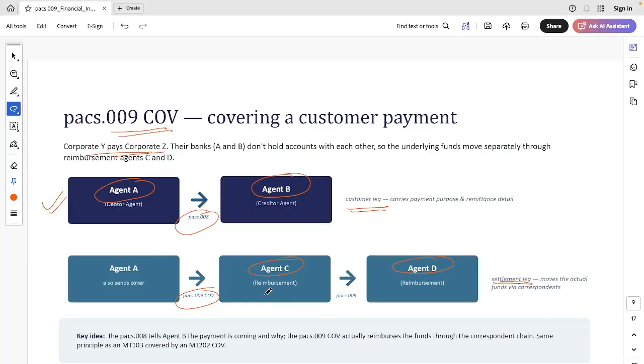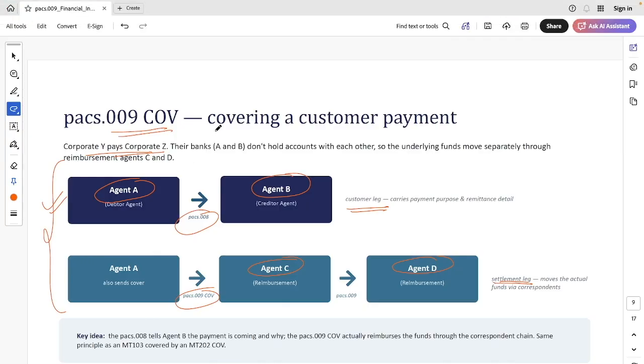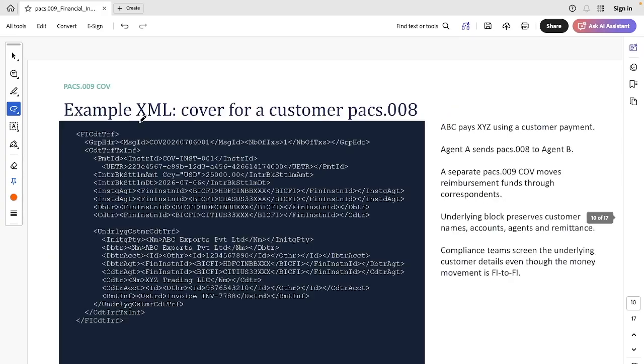The payment example that we have discussed using agent A, agent B, corporate Y, corporate Z is very similar to sending an invoice copy to the seller saying payment is coming. That is like pacs.008. Then your bank sends the actual settlement money through banking channels. That is like pacs.009 cover. And pacs.009 cover is very common in cross-border correspondent banking.